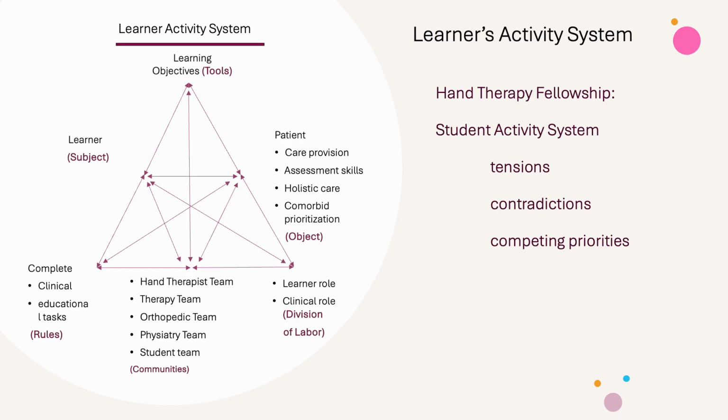Here we look more closely at the learner activity system that applies to members of a hand therapy fellowship. This is a student activity system, and the tensions, contradictions, and priorities that are competing for the student's attention and energy are further explored in the model you see here.